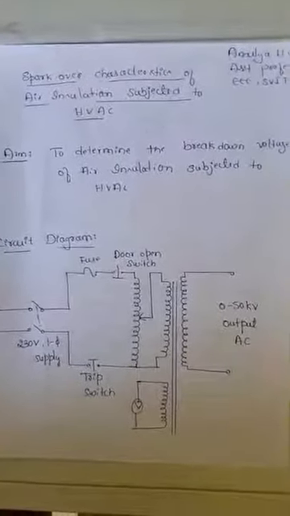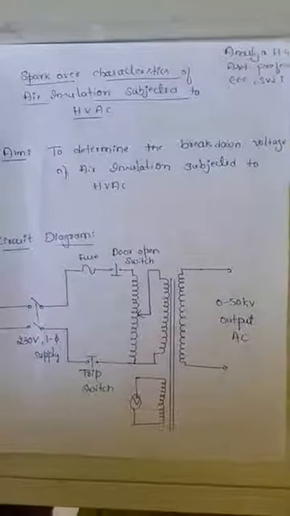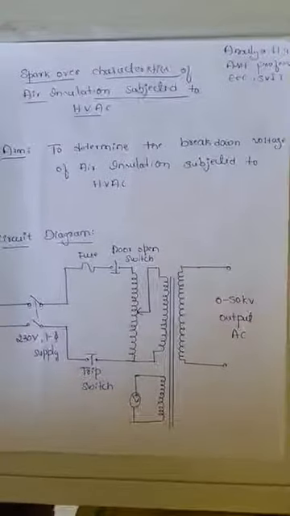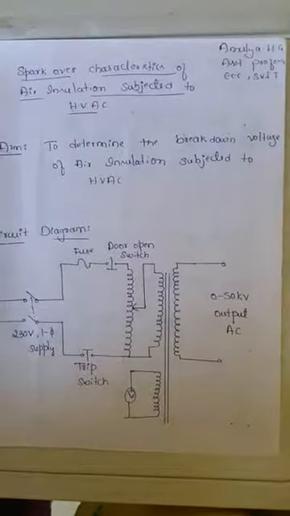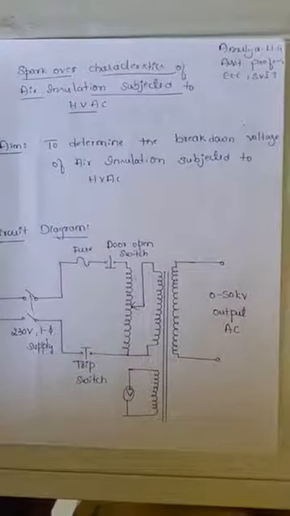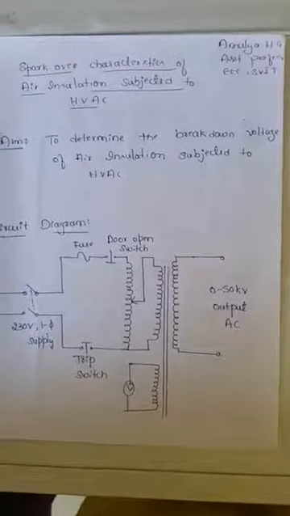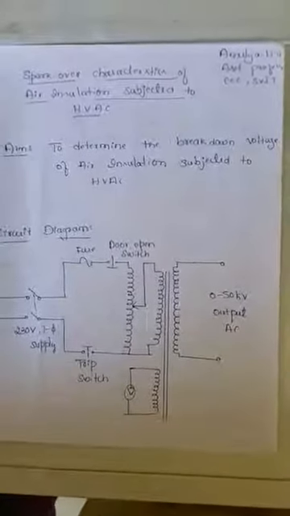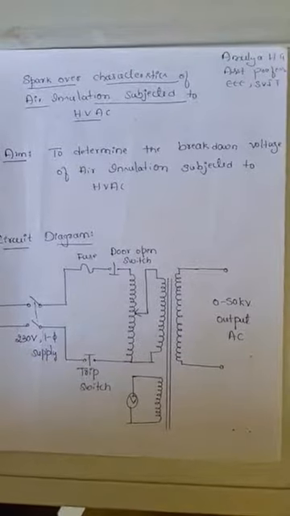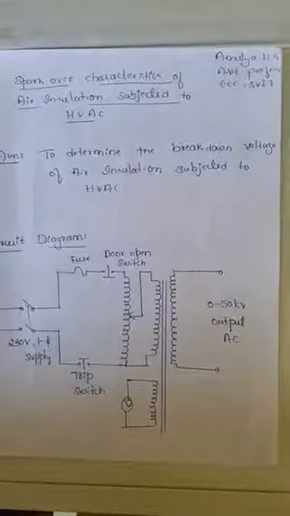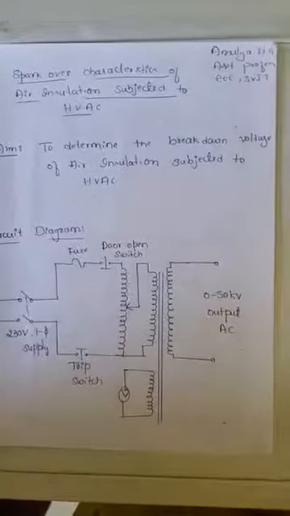That means the dielectric material in the gaseous state. We have different examples of gaseous dielectrics. It may be SF6, nitrogen, carbon dioxide, or the surrounding atmospheric air also we can consider. For this experiment, we are considering the atmospheric air or the surrounding air as a dielectric medium.